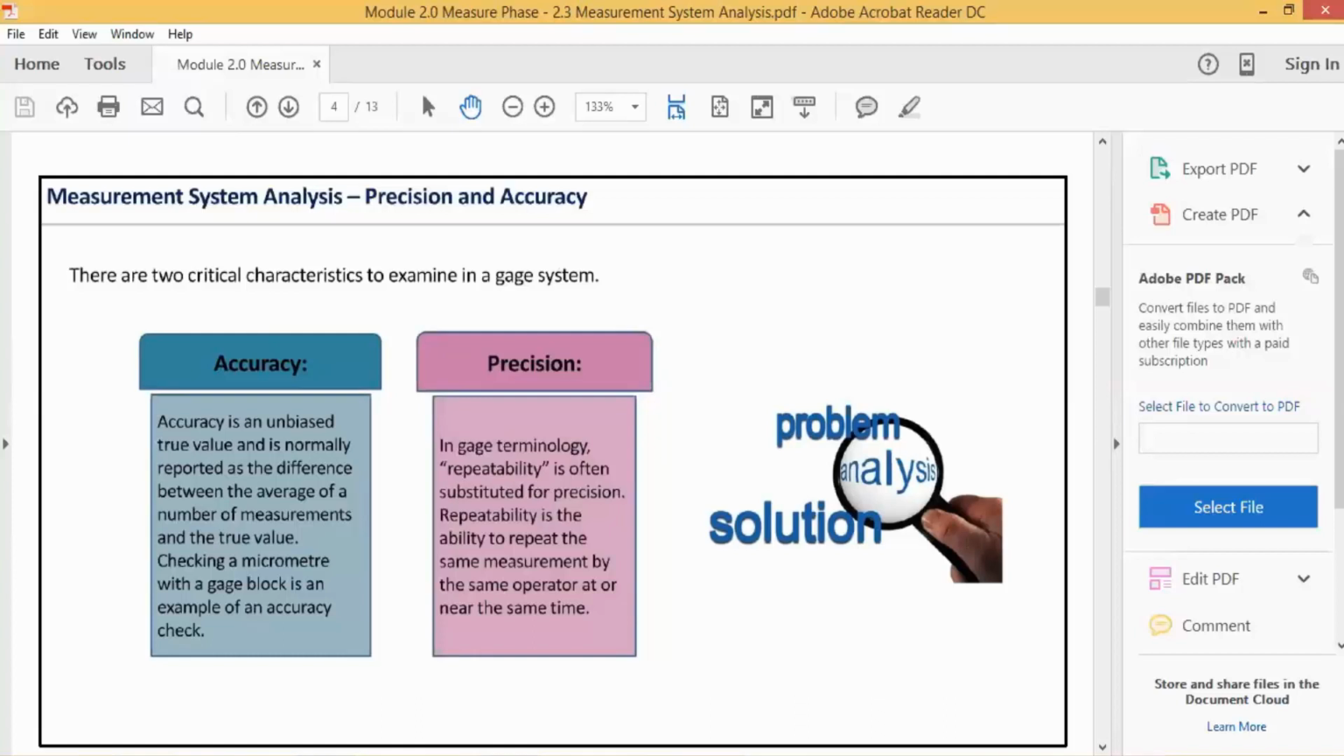So in gauge terminology, what is a gauge? Gauge is nothing but a measuring instrument. A measuring instrument can be a vernier caliper. In physics, we have learned about the vernier caliper. That is a system used to measure certain parts of the machinery. You will see the diagram of the vernier caliper as we go along.